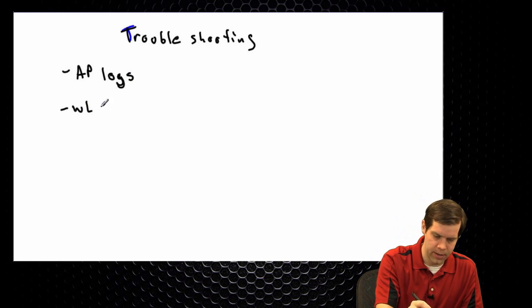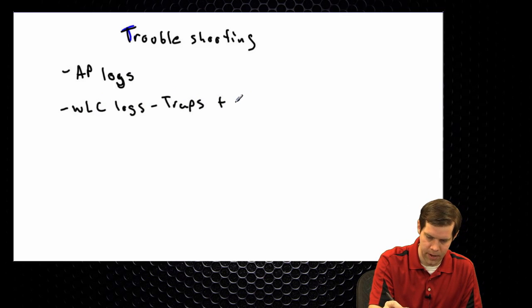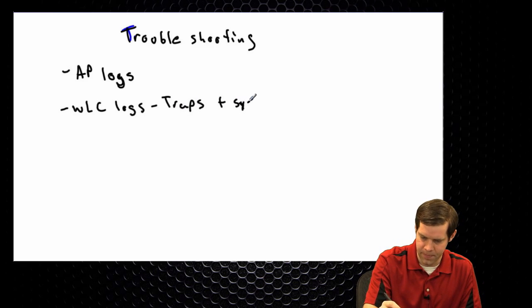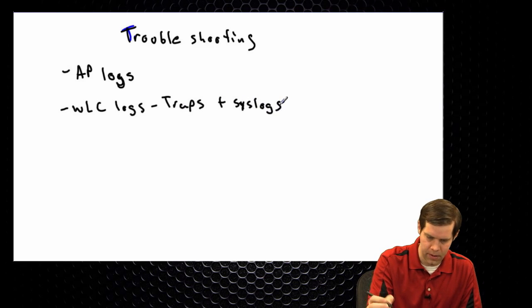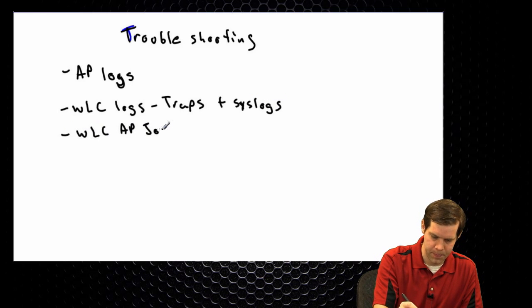We can look at controller logs. Oftentimes both traps and syslogs or just regular logs. Sorry, spelling and speaking at the same time I don't always do well. And finally, wireless LAN controller AP join stats.